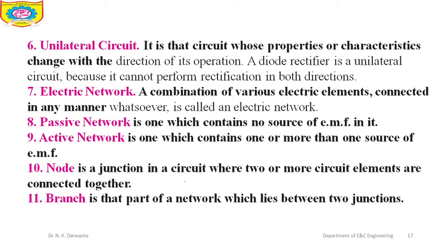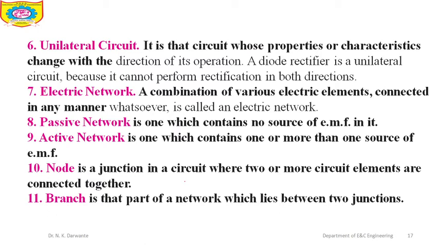A passive network is one which contains no source of EMF. A passive network is a network which cannot amplify, which does not have the ability to change the direction. None of the components used has the ability to change the direction, and it doesn't contain any EMF source. That is called a passive network.